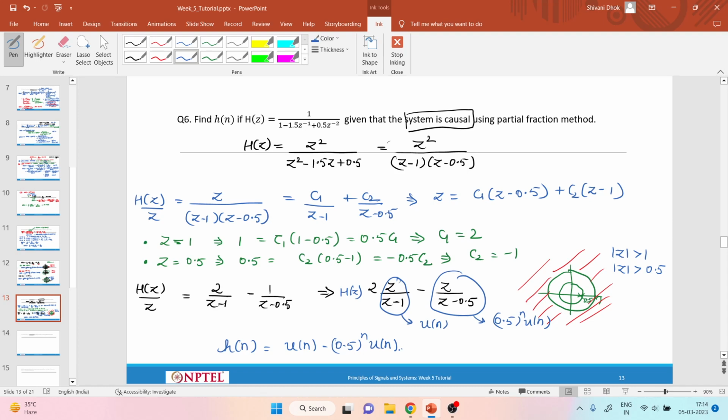Any doubts in this question? Madam, the 2. Oh, yeah, sorry, 2 is missing, thank you. Yeah, 2 into u of n minus 0.5 power n u of n. Any other questions in this? Any other doubts in this question?